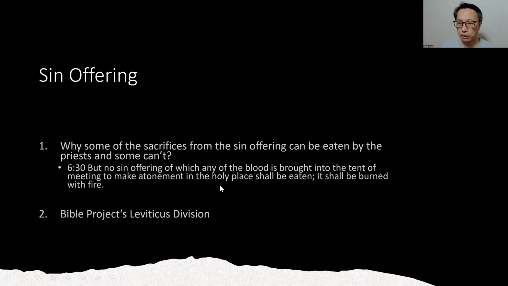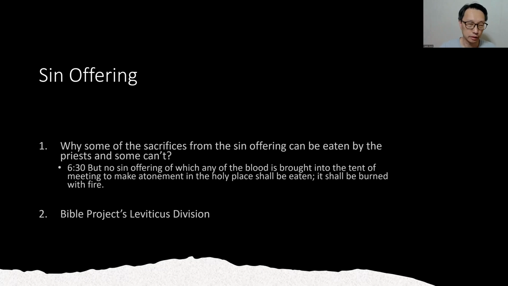Now, just one question that I had for myself while I was preparing this. Question number one is why some of the sacrifices from the sin offering can be eaten by the priest and some can't. We can find the reference here in chapter 6, verse 30: But no sin offering of which any of the blood is brought into the tent of meeting to make atonement in the holy place shall be eaten. It shall be burned with fire. Why is that?